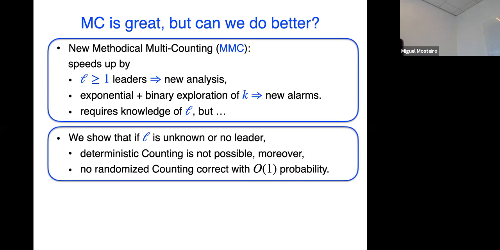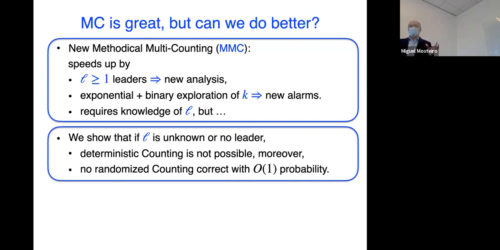Deterministic counting is not possible if we don't know the number of leaders. And of course, in the previous work, there was only one leader, so we knew the number of leaders. We just didn't use it because we didn't know what if we have more. Now we were able to show that indeed what we need to know is how many leaders we have, not only a leader, how many they are. And we also showed that no randomized counting is correct, even with constant probability, if we don't know the number of leaders. Because our aim was, what if we are always thinking of having a homogeneous network.